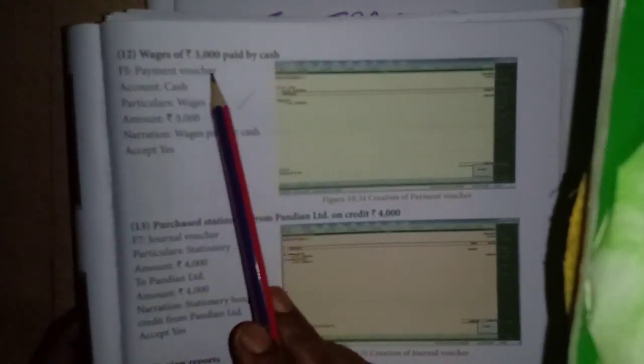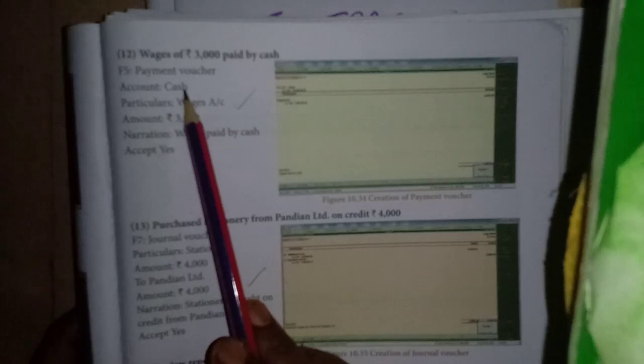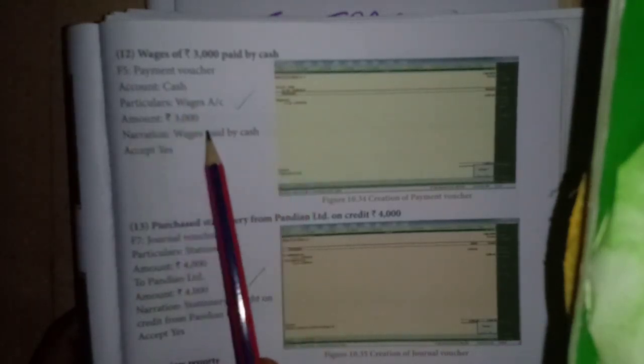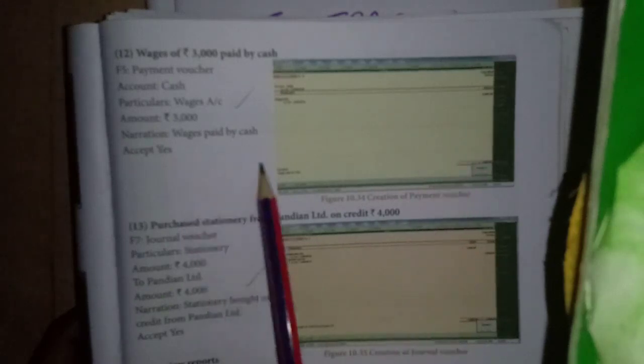Then two more. Wages paid by cash. This is also a payment, made by cash. Then the account name is wages account, amount 3,000. Narration. Then yes.